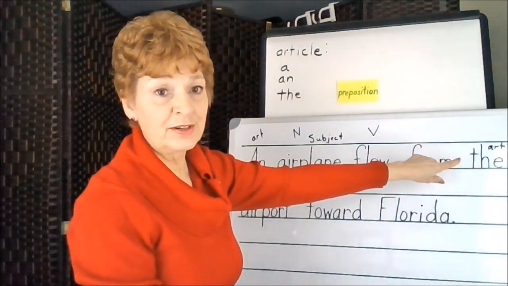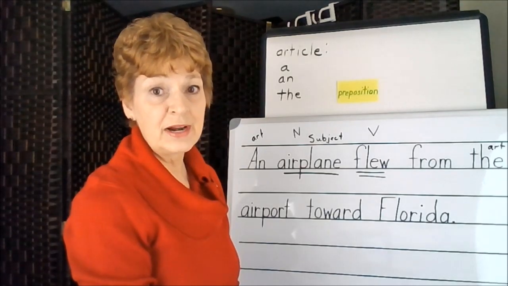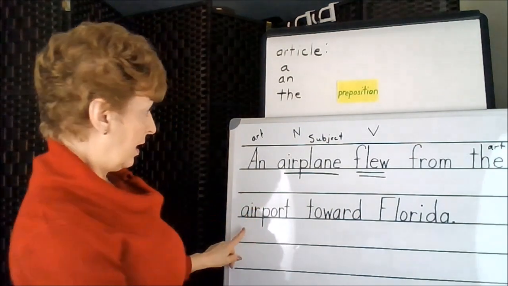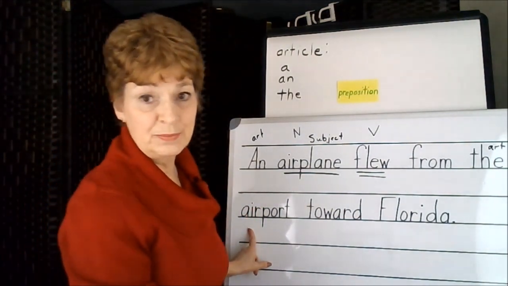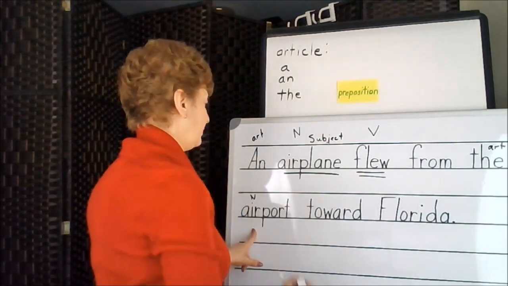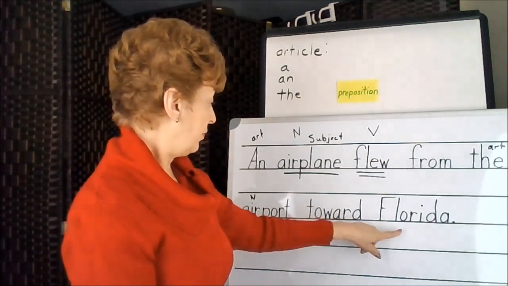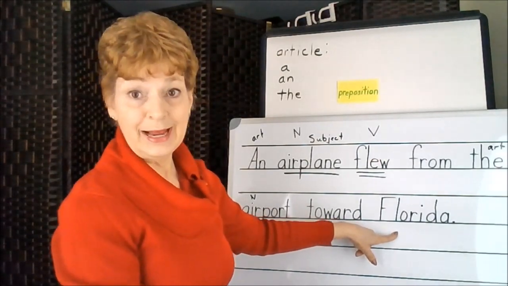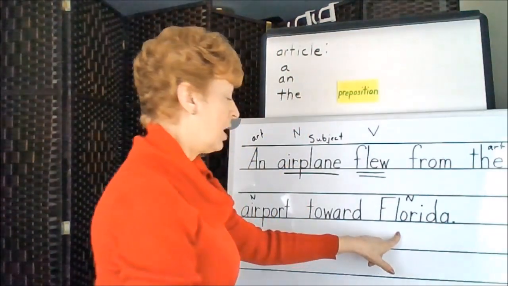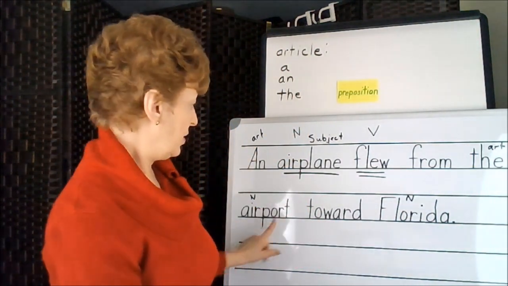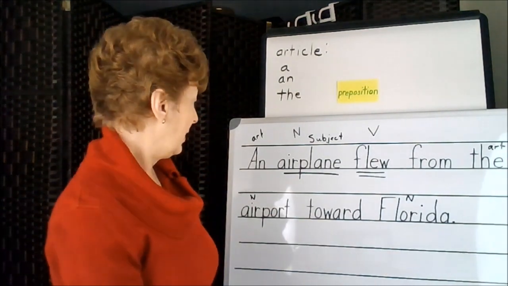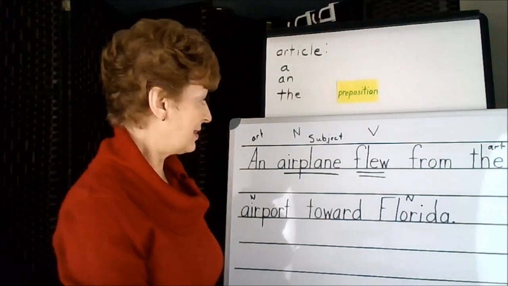Once we have found an article, we need to look for a noun that's very close by. So airport, is airport a person, place, or thing? Yes, it is. So this is a noun. Toward Florida. Florida is a place, it's a state. That's also a noun. We're not sure of the function of these two nouns quite yet, but we've identified them as that part of speech. Well, there's not a whole lot left in this sentence at this point.